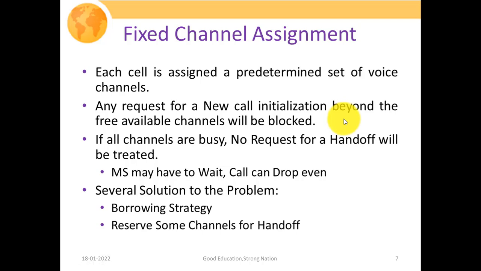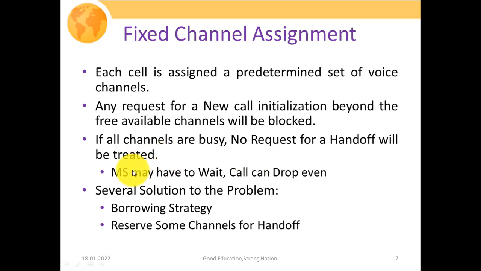So as soon as the 11th call initialization request comes to that particular base station, it is not going to serve this request, just because it doesn't have any frequency band to allocate for that 11th request. That is why it has been mentioned that beyond the free available channels, calls will be blocked. So if all channels are busy, no request for handoff will be treated. Obviously, if that particular base station does not have any free frequency band, then it is not in a state to serve any handoff request.